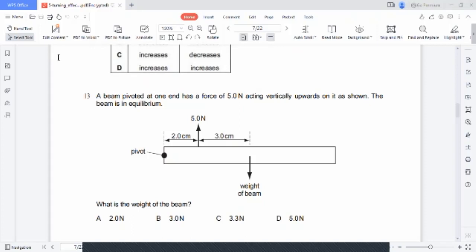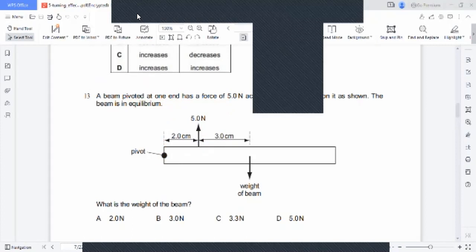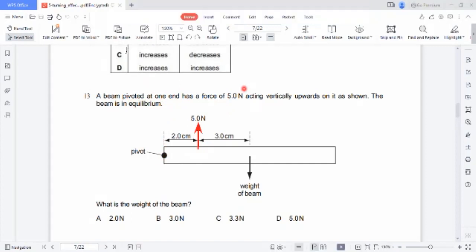Number 13. A beam is pivoted at one end. This end is pivoted, meaning a fixed end. Here is a 5 Newton force, which is acting in the upward direction, vertically upward as in the figure. The beam is in equilibrium.